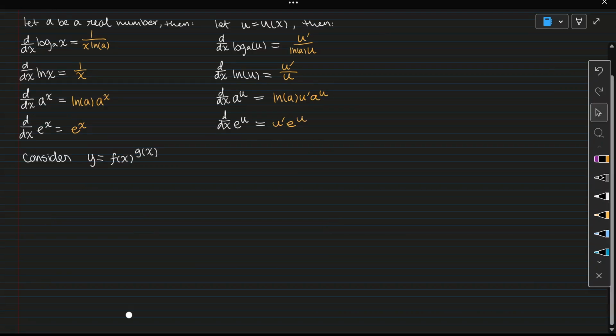Okay, so now that we've considered two specific instances of this kind of differentiation, we call it logarithmic differentiation, I wanted to look at a more general case. So suppose I have y is equal to f of x to the g of x. So this is the same class of functions that we've been looking at for the past two examples. We have a function raised to a function.